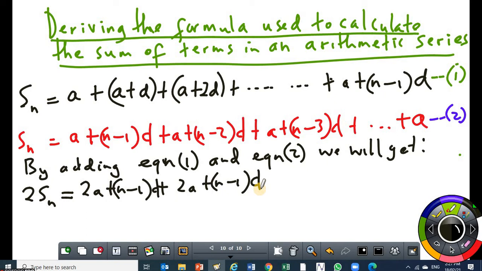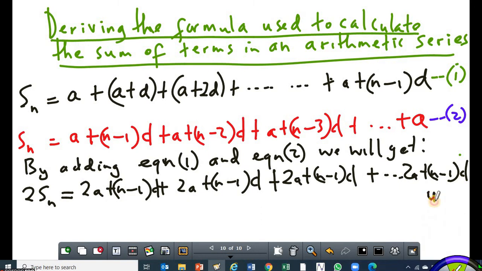Now you can do that for all of them. If you do it, you still get the same answer, which is 2a plus (n minus 1) times d, up to the last one, which is also 2a plus (n minus 1) times d. This will be up to n terms, so you're going to have n numbers that are the same.